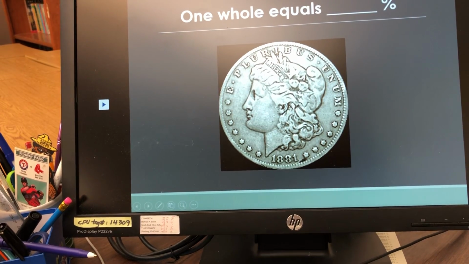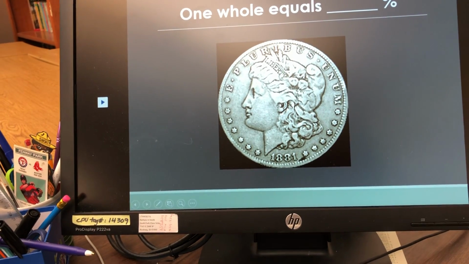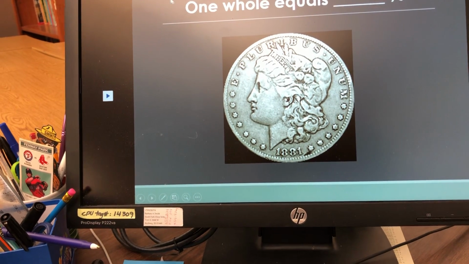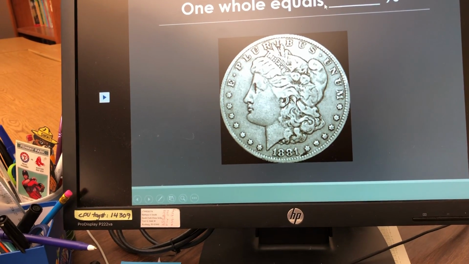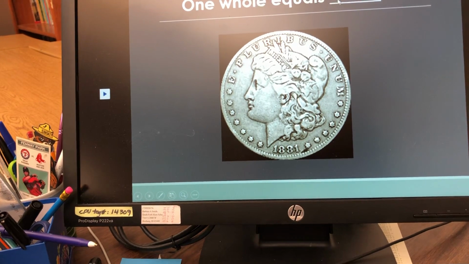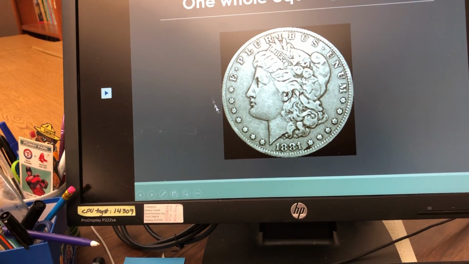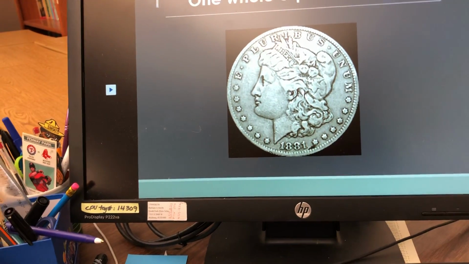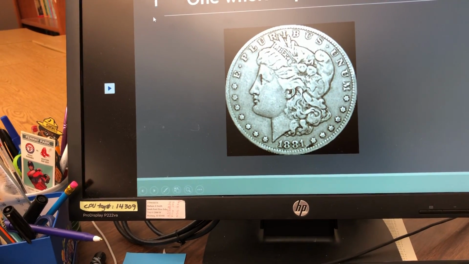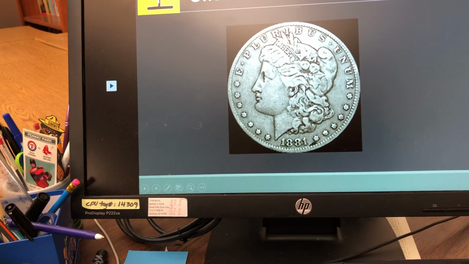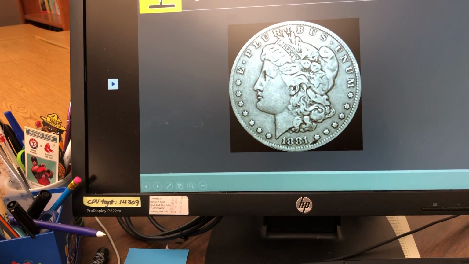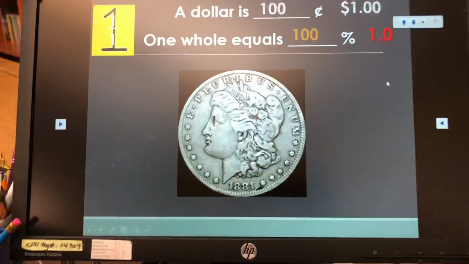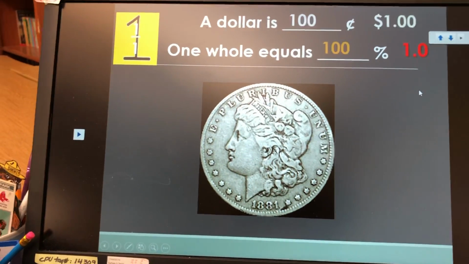So, $1 is 100 cents. We also write it like this sometimes. And 1 whole dollar is 100%. You have all 100 parts of the 100 parts. You could write it 1 whole, you could write 1, and you could write 1.0, or you could just leave the 0 off. Whoops, lost it. I have to make sure that everything stays in the screen.